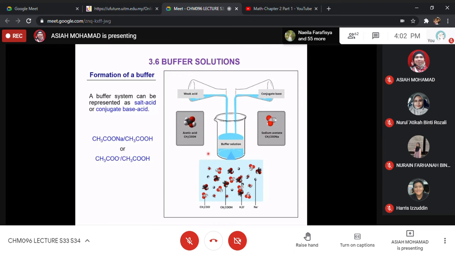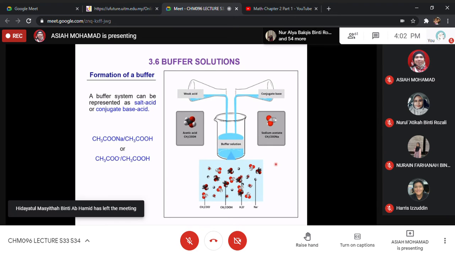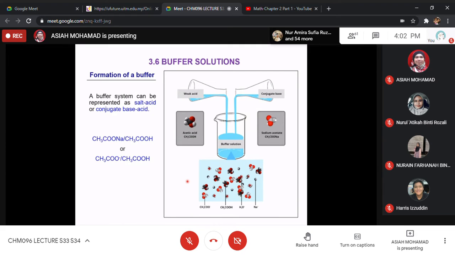Let us consider the simple buffer made by dissolving acetic acid and sodium acetate. Once it forms a buffer solution, it will form several ions. Since the weak acid is partially ionized, it will form acetate ion and the hydronium ion. And sodium acetate will ionize to form sodium ion and acetate ion.